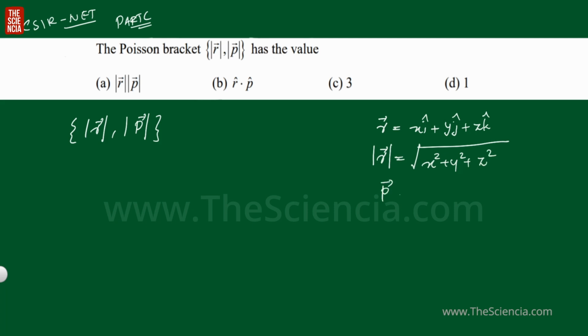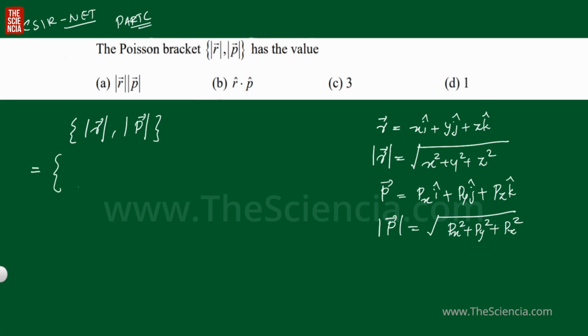And what is the p vector? Similar to the r vector, it is p_x i cap plus p_y j cap plus p_z k cap. And what will be the magnitude? That will be equal to root of p_x square plus p_y square plus p_z square. So I can rewrite this Poisson bracket as the Poisson bracket of root of x square plus y square plus z square, comma root of p_x square plus p_y square plus p_z square. Now suppose this is our term A and this is B.